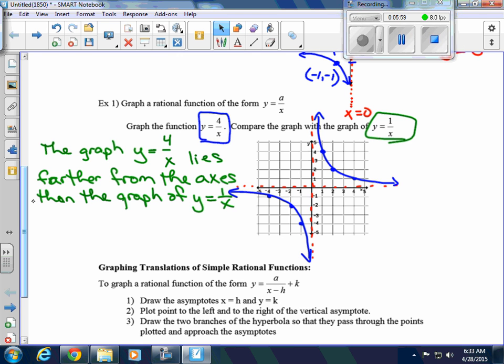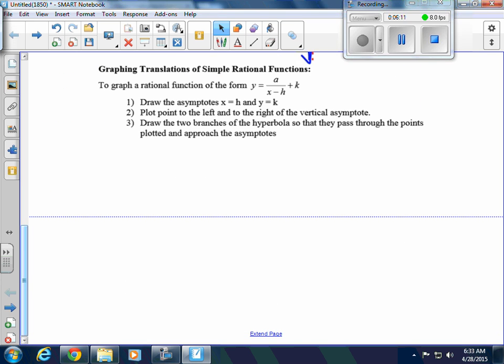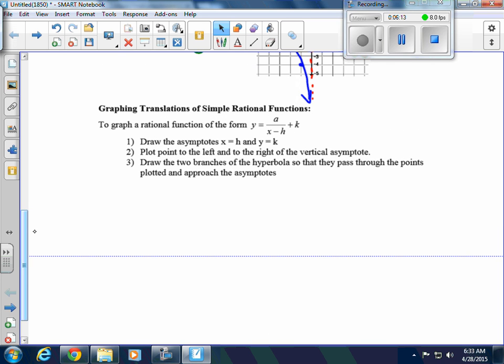So that is, if it's just in this form, y equals 4 over x, and we can compare it to the parent function. So the next thing we're going to look at is translating these. Now, the translations are going to be exactly the same as all of the other translations that we've done so far. H tells us how far we are moving right or left, and K tells us how far we are moving up or down.